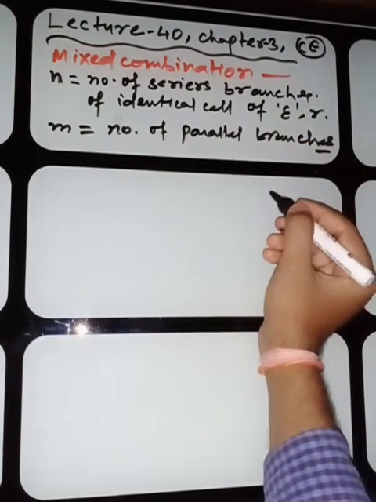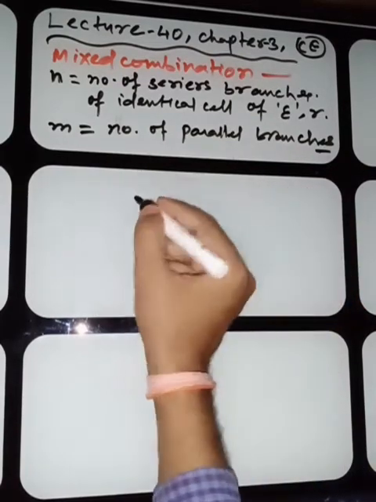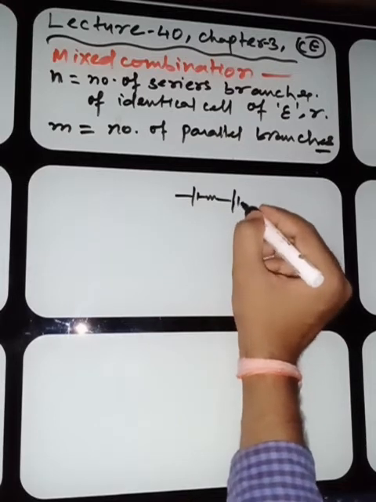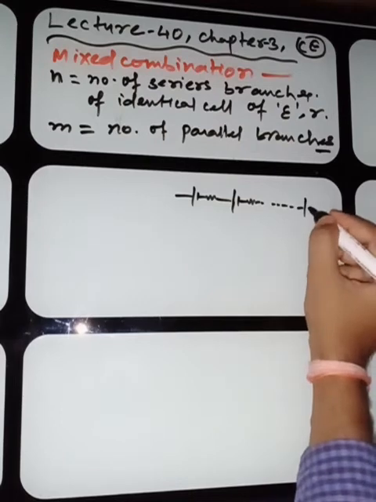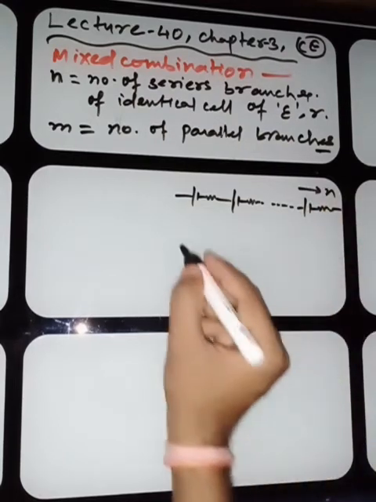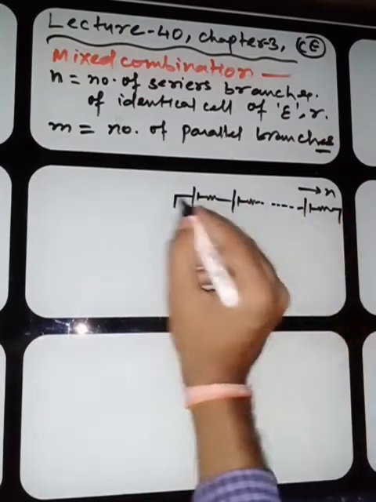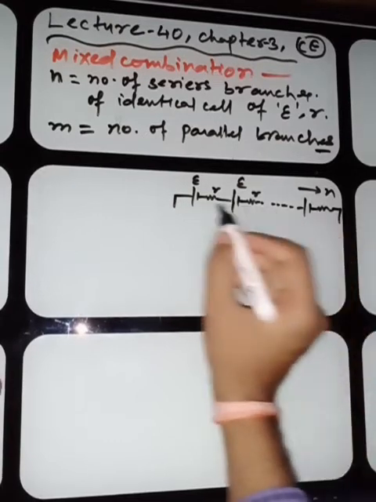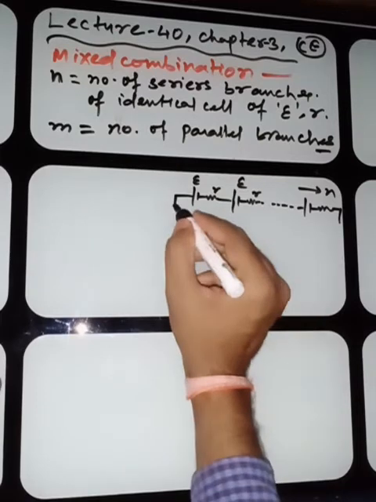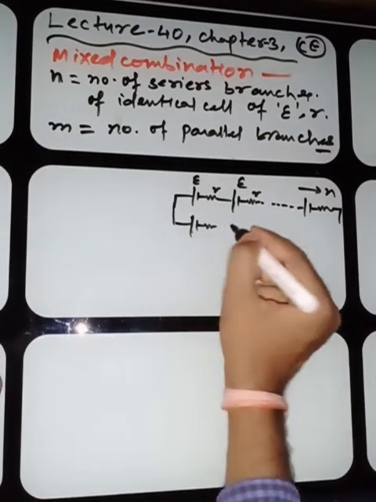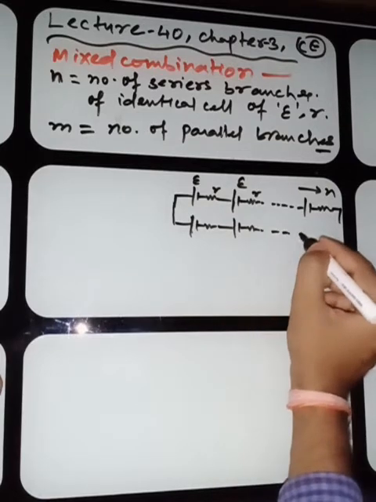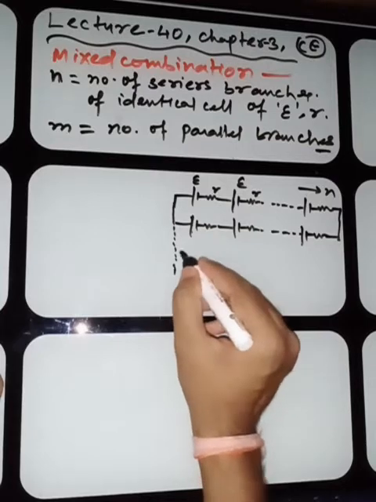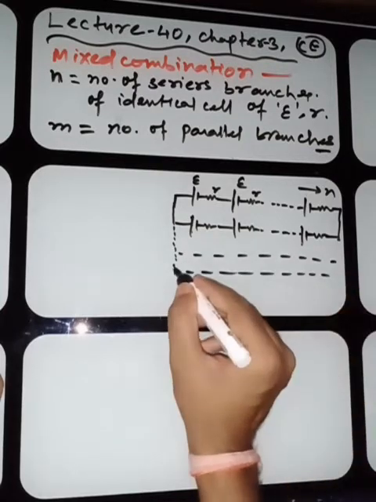So how will we arrange? Look here in the diagram. We start arranging the cells. Suppose this is one cell and the second one, and till how much do we have to arrange here? N number. It is going up to n. Now this is one branch of series. This is E with r, E with r, and E with r, 1 2 3 4 5 till n. In the same way we arrange another one, till n number, and we arrange this till the number of branches is m.